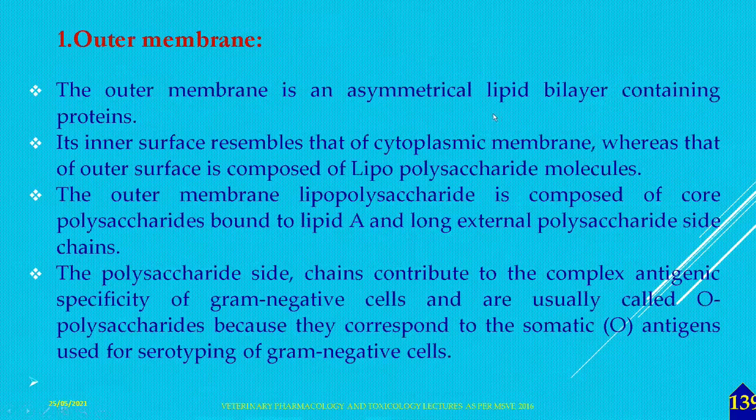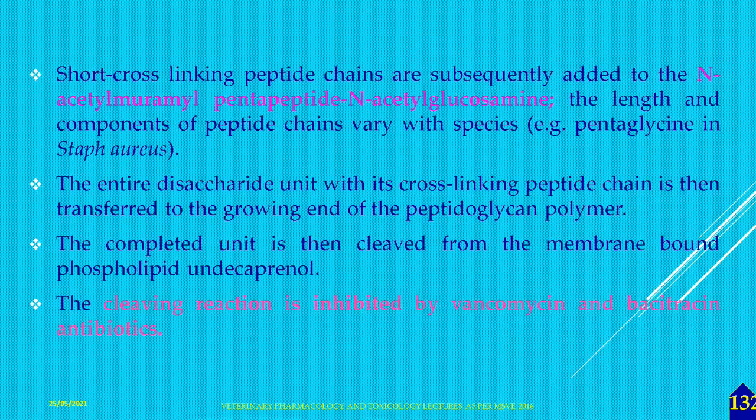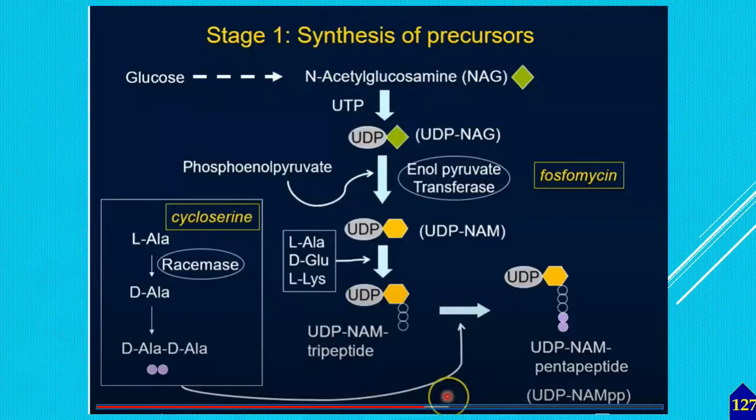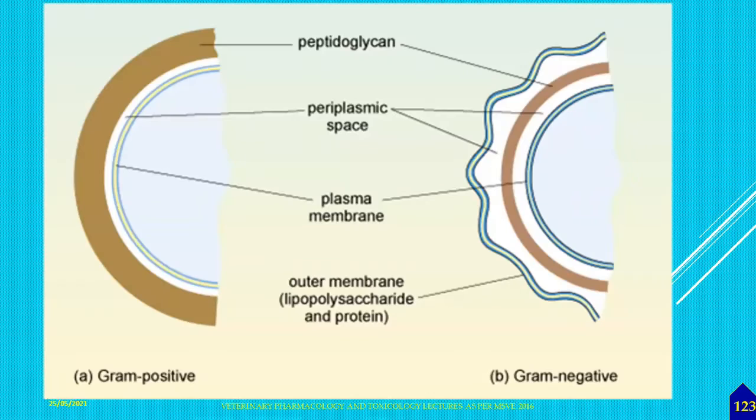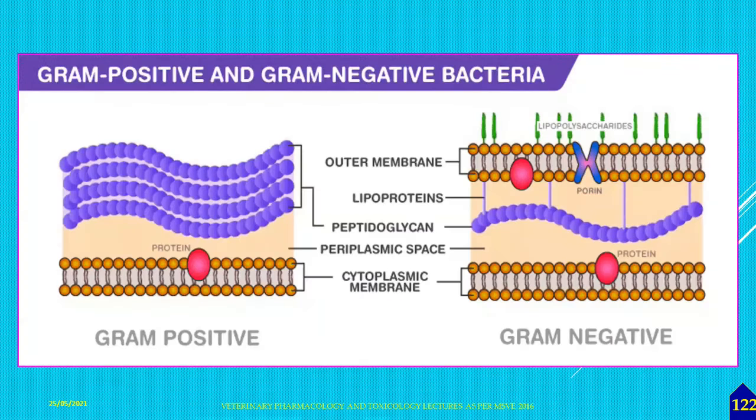The outer membrane is an asymmetrical lipid bilayer containing proteins. Its inner surface resembles that of the cytoplasmic membrane, whereas the outer surface is composed of lipopolysaccharide molecules. Yesterday, we have seen the difference. Of course, if you want to go back to yesterday, the cell wall structure has a difference in the gram-positive and gram-negative bacteria. So please go once again through the structure, similarity and difference between the gram-positive bacteria and the gram-negative bacteria.